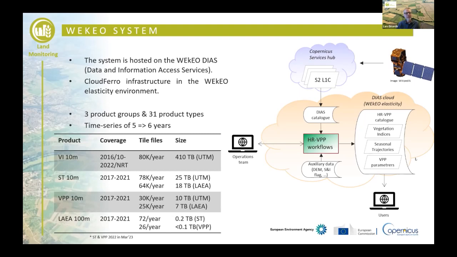And as Bruno mentioned, it's 3 product groups and 31 product types. We have now generated 5 years of data, and we are going to 6 years at the beginning of 2023. And you can see in this table that we have very large amounts of data that are being generated yearly.